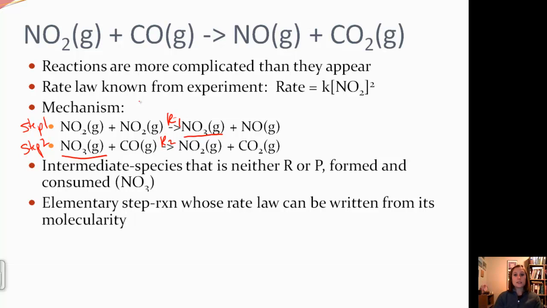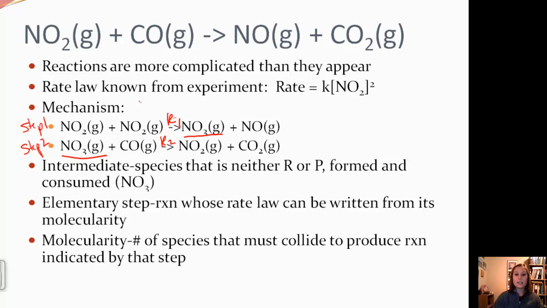Each of these steps is considered what's called an elementary step. It's a reaction whose rate law can be written from its molecularity. And well, molecularity is the number of species that must collide to produce the reaction indicated by that step. So we're going to look at what type of things are colliding together as reactants in order to produce products.